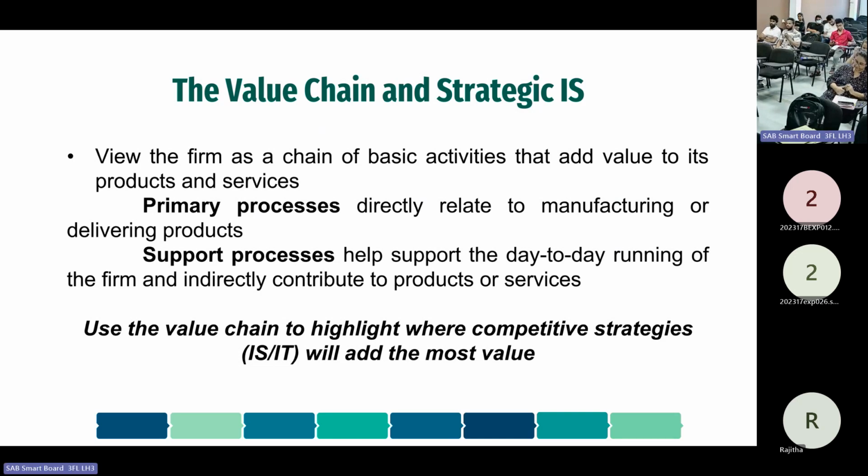There could be primary processes, which are directly related to the product or the service. There could also be supporting processes, which indirectly support us in running our day-to-day business operations, and indirectly support our product or the service. So whether primary or supporting, we are going to take only the value adding processes. If we put them all together, all the value adding processes together, we get the value chain.